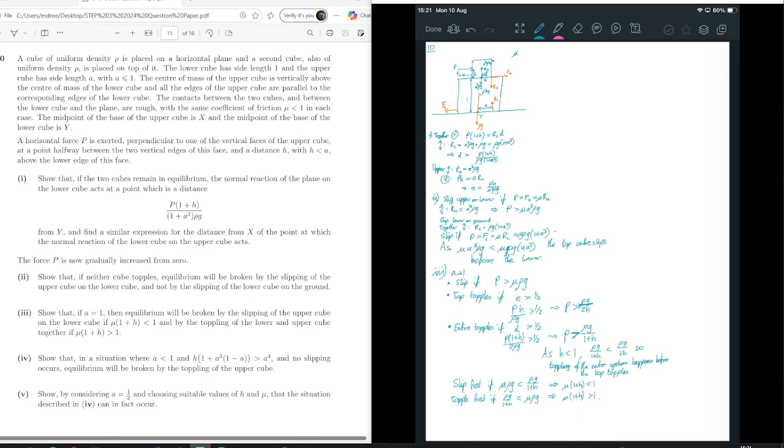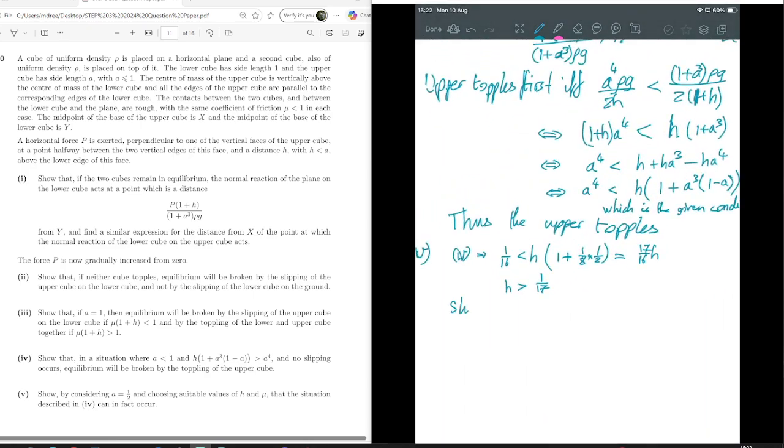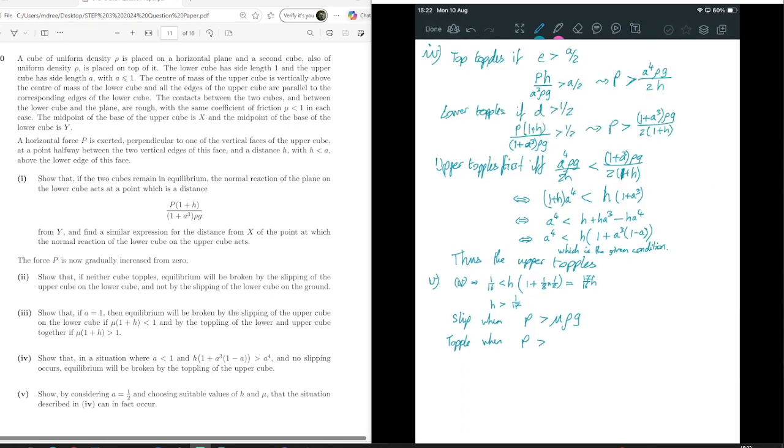So we're going to slip when P is greater than mu rho G, and we topple when P is greater than the upper topples. Which one are we doing? The top topples. So I'm looking at this thing here. So the top topples when, well, a to the 4th is 1 over 16, so it's going to be 1 over 32 h rho G.